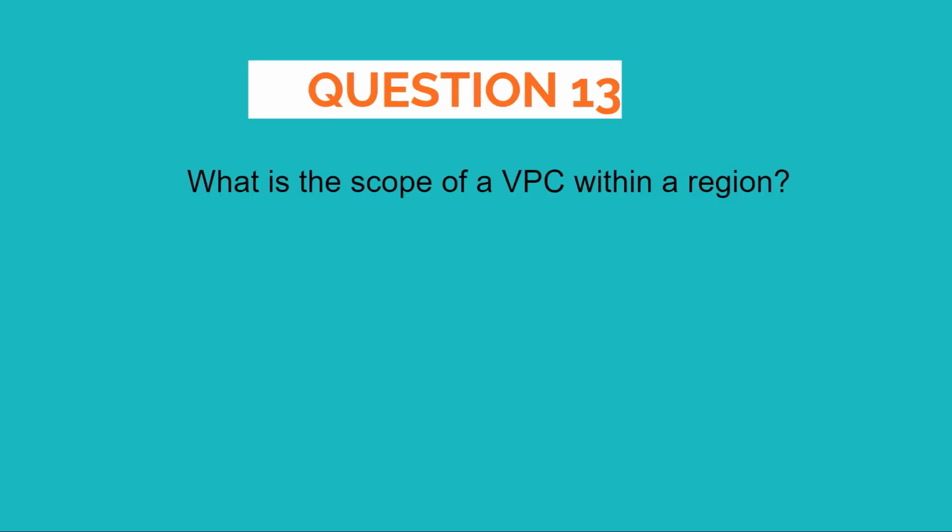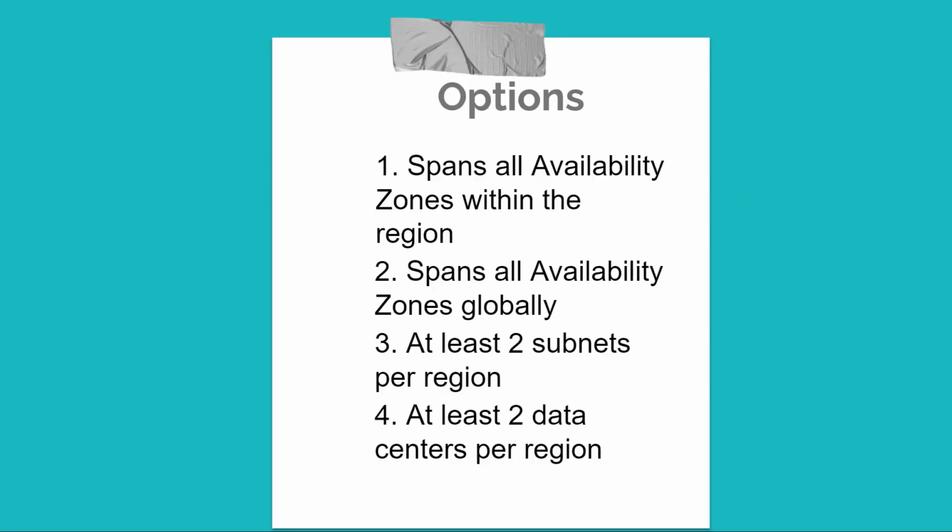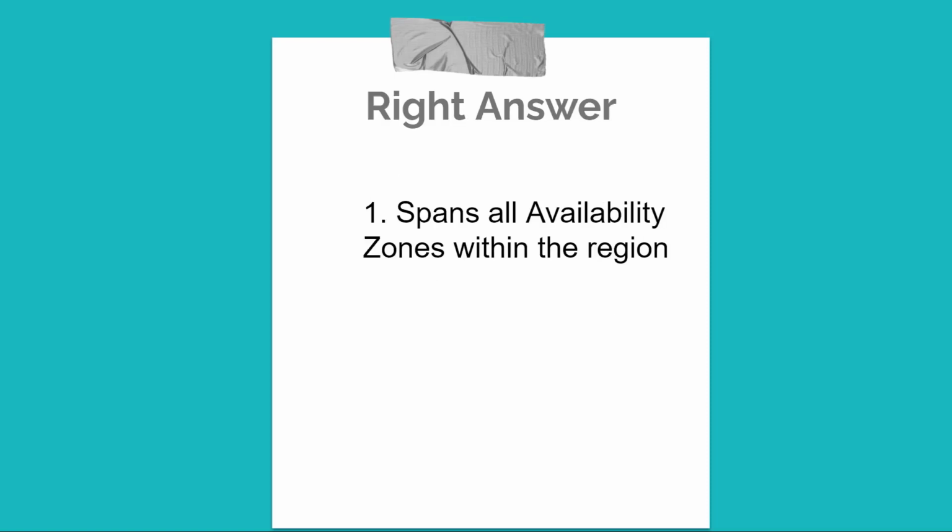Question. What is the scope of a VPC within a region? Option 1. Spans all availability zones within the region. 2. Spans all availability zones globally. 3. At least 2 subnets per region. 4. At least 2 data centers per region. Right answer is 1. Spans all availability zones within the region.